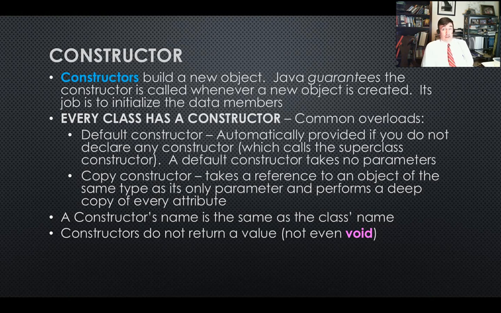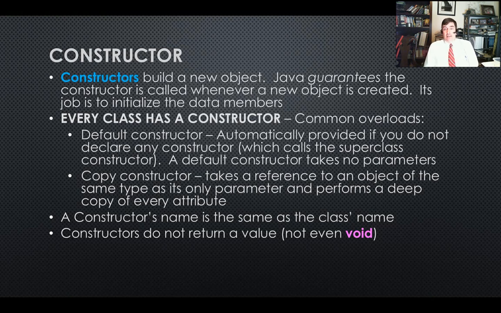A default constructor is a constructor that does not take any parameters, and its job is to initialize all the data members of a class, all the attributes of a class. There's also a copy constructor, which takes a reference to an object of the same type, and its purpose is to perform a deep copy of every attribute. Copy constructors actually come from C++. They don't actually come from Java, but they tend to be pretty handy, and you will tend to see them in certain classes.